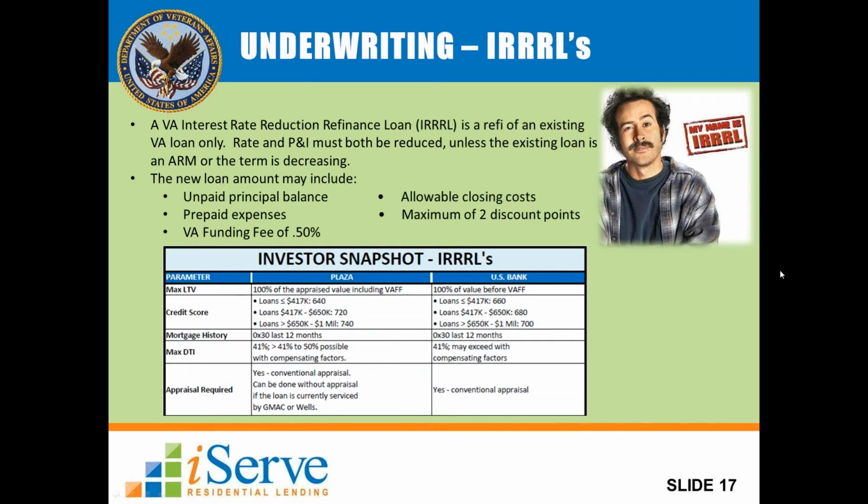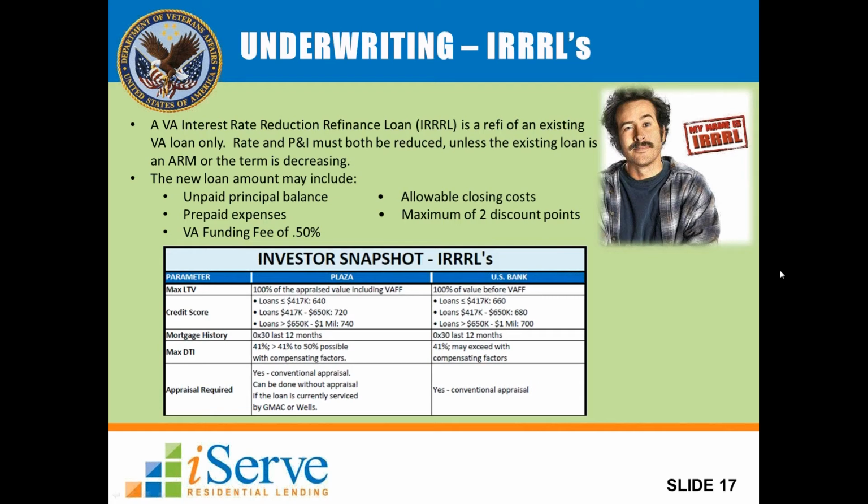In this case, like any Streamline, there has to be a tangible benefit to the borrower. In the VA's case, they want to see that both the rate and the P&I are reduced, with the exception of a loan that's refinancing from an ARM into a more stable fixed rate, or if the term is decreasing, like say for an example, going from a 30-year to a 15-year.